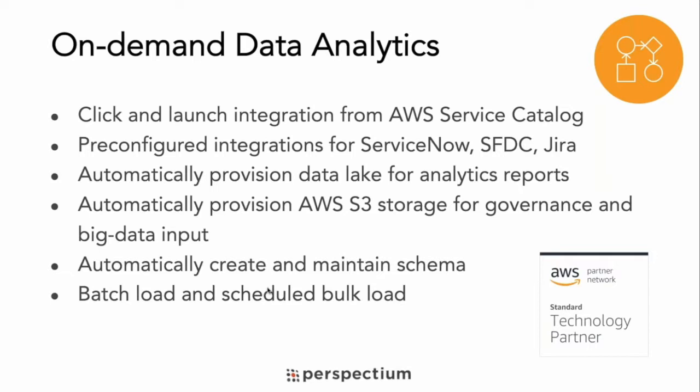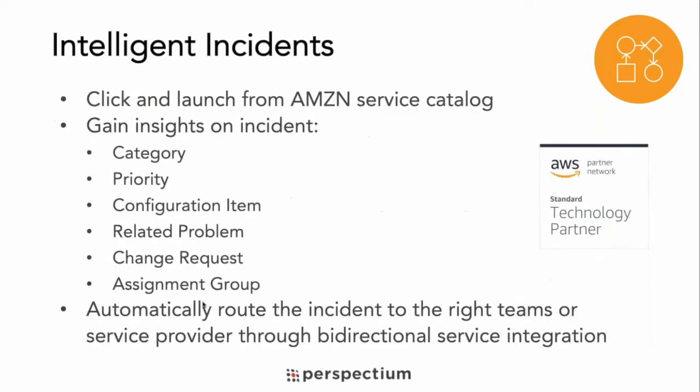The other product that we built with AWS leverages their machine learning capabilities to add a layer of intelligence around service management. And like the on-demand data analytics product, intelligent incidents can be launched from the AWS Service Catalog. And on launch, we use your past incident data to train a machine learning model, which can then, within hours actually, start delivering recommendations back whenever a new incident is created.